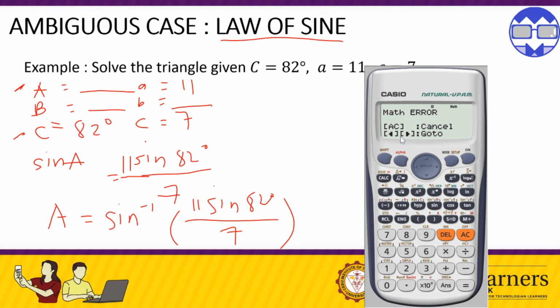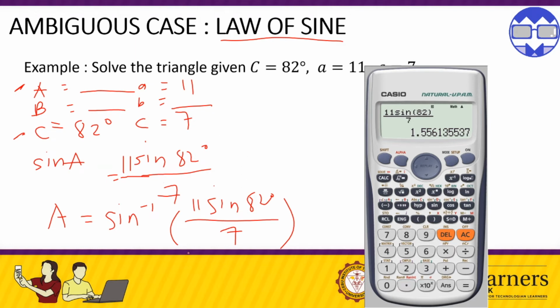Okay, so the question is why is it a math error? Try to observe first. Let's try to solve this part here: 11 sine 82 degrees over 7. If we solve 11 sine 82 degrees all over 7, take note that sine A is 1.556. This is greater than 1.